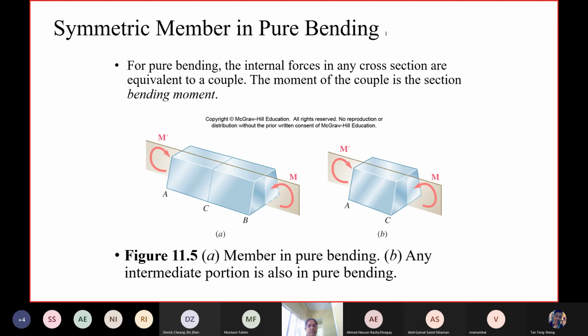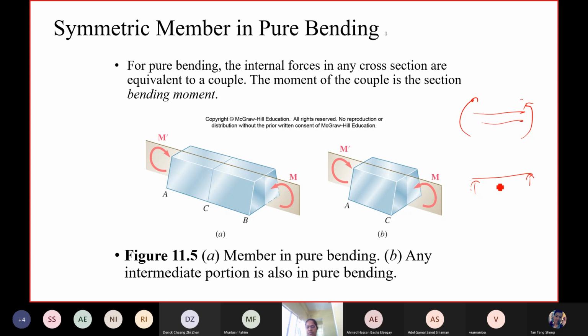Easy to understand. Symmetric member in bending. As I said before, we will only follow symmetric members loaded, and how the bending moment is caused and how the stress distribution is occurring. For pure bending, the internal forces in any cross section are equivalent to a couple, right? And normally in any member it is acting like a couple only. When it goes like this, it will go like this.